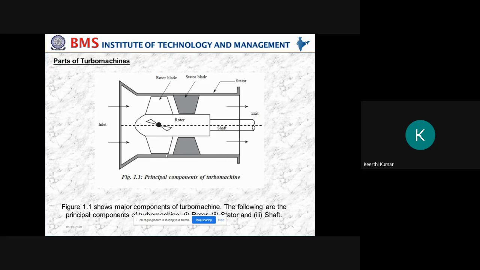Here, what are the different parts? The different parts are the inlet, rotor blades, the stator or casing, the stator blade or fixed blade, and the shaft. Okay, there are different parts in the turbo machine, that is rotor blades, stator, and stator blades. I hope you understood how it is constructed.